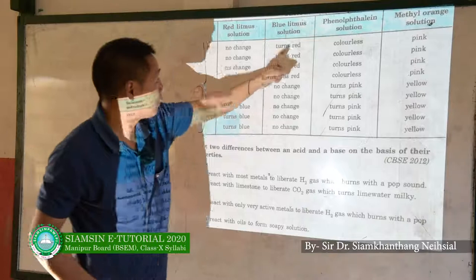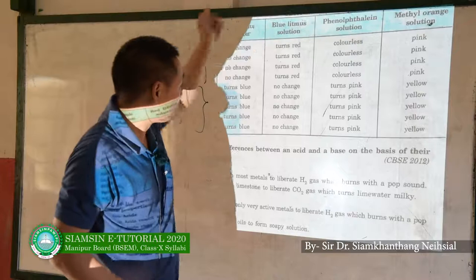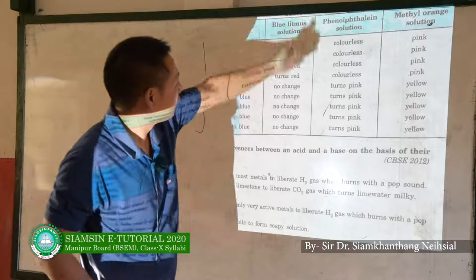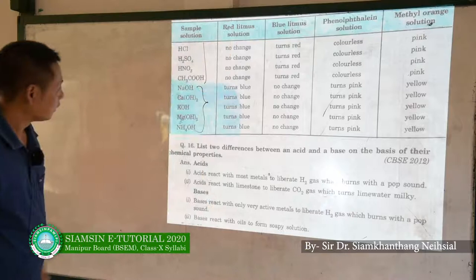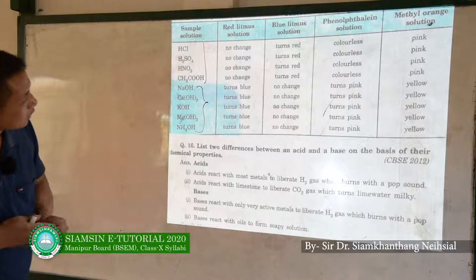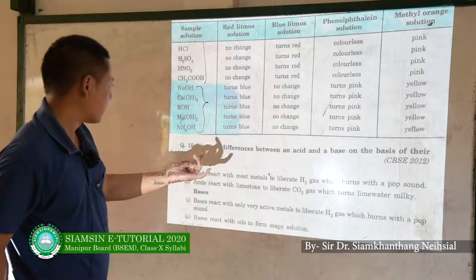Phenolphthalein, the solution indicator: with acid it stays colorless, observation colorless. Methyl orange indicator: these are the observations. This is the textbook activity. And these are the differences between acid and base.